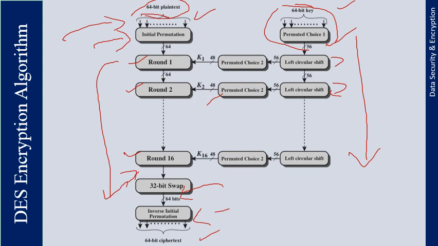Similarly, when you want to decrypt, it is the same process but done in reverse order. If you want to perform the decryption of a 64-bit cipher, you start the same process and you perform the 32-bit swap, and then you perform the 16 steps in the reverse order. The keys are also reversed, and finally the permutation will resolve to the original 64-bit plain text.